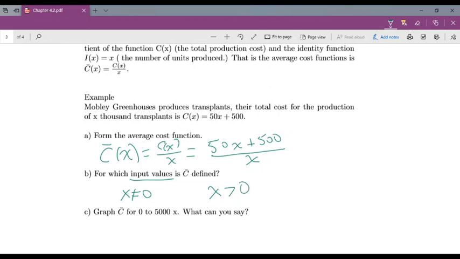So we've gone from here to here. Definitely doesn't include 0, which this shows. It has to be greater than 0. Now, the other thing you have to think about is, can Mobley Greenhouses produce half of a transplant? No, it can't. So that means that what really needs to happen is X has to be greater than 0 and X has to be an integer. So X is an integer that's greater than 0.